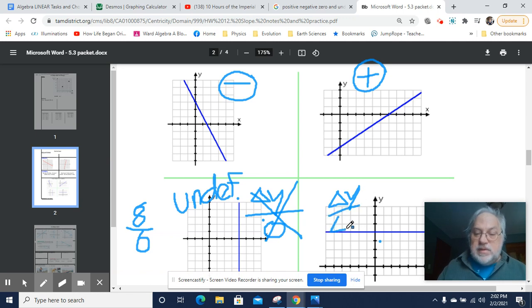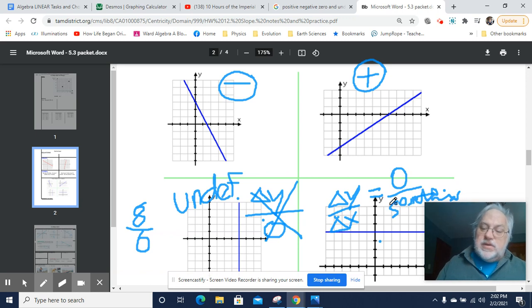Now, if it's a horizontal line, on the other hand, the change in y is 0. The change in x is something. So here's where it comes out. Since there's no vertical change, the change in y is simply 0. It's a horizontal line. And the change in x is something. There's some value of horizontal change, say from here to here. There's some horizontal change, but there's 0 vertical change.